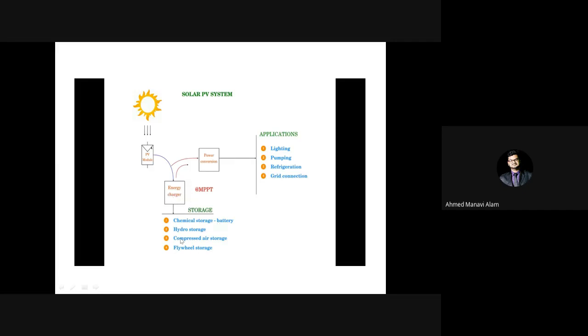There are many storage devices like chemical storage, which is known as battery, hydro storage, compressed air storage, flywheel storage, etc. With the help of these devices, you can store your power. Another way is if you want the solar power directly from the PV module. Okay, you can do it directly from the PV module.